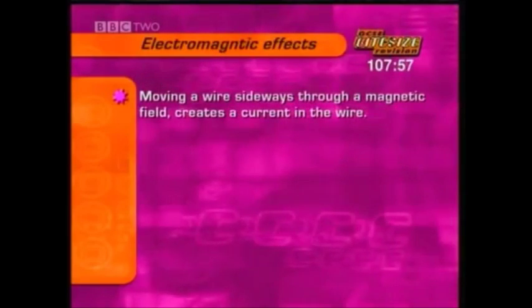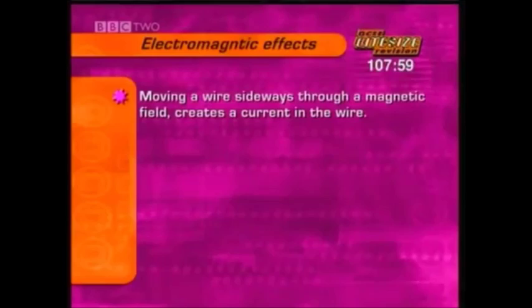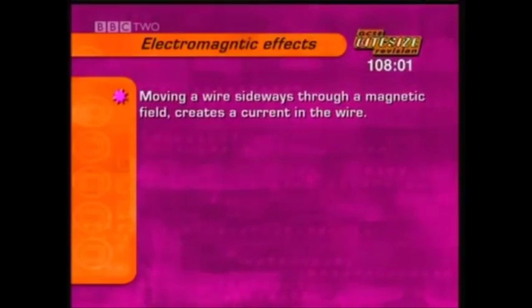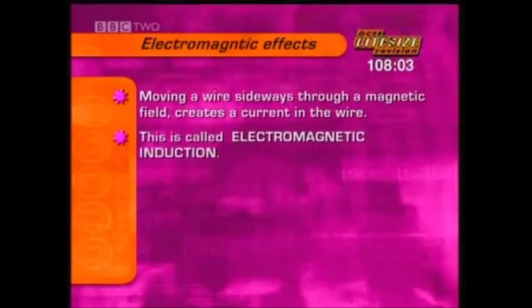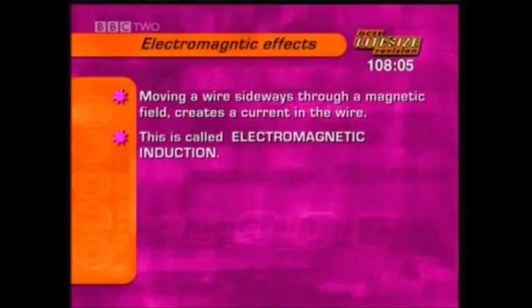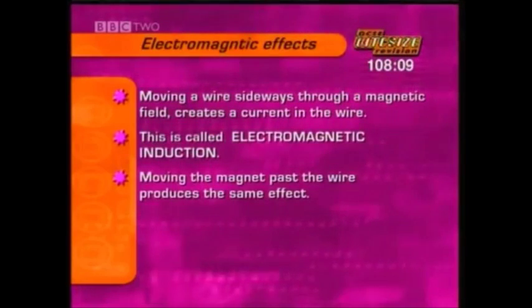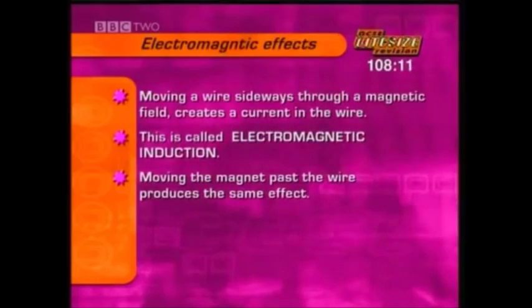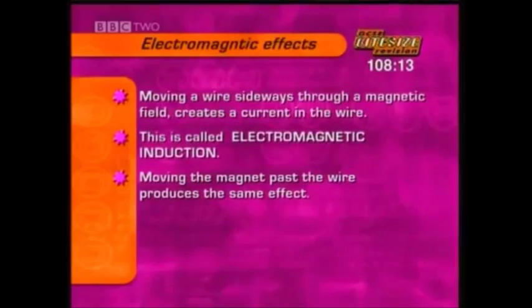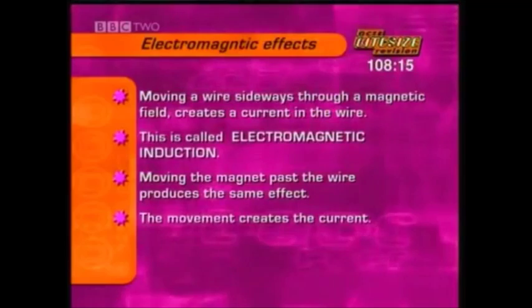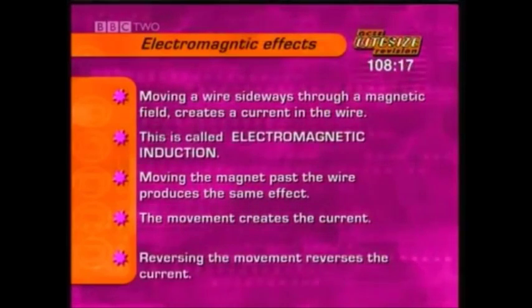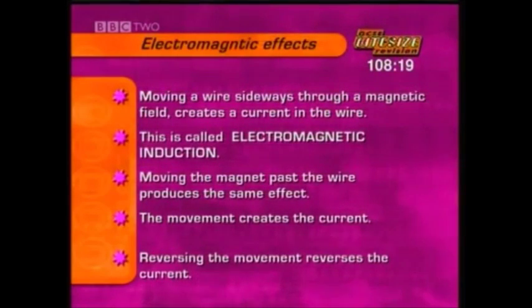So the reverse is true. Moving a wire sideways through a magnetic field does create a current in the wire. This is called electromagnetic induction. Moving the magnet past a wire produces the same effect. It's the movement that creates the current. Reversing the movement reverses the current.